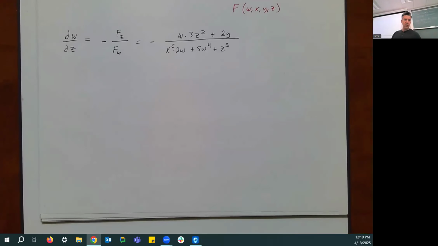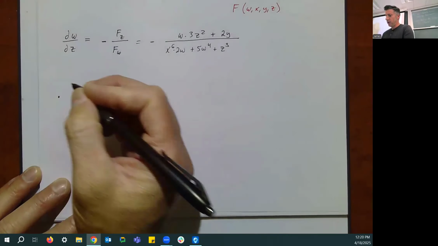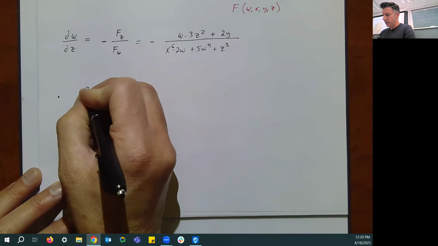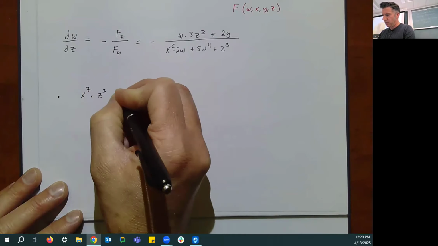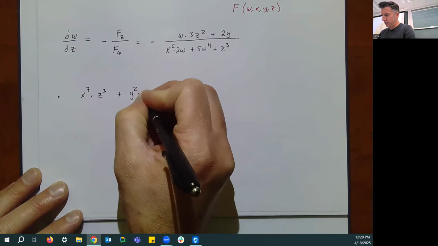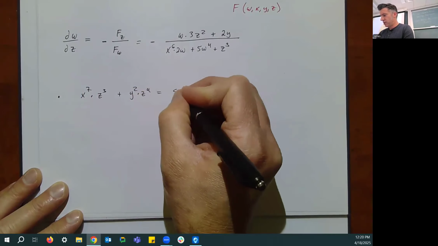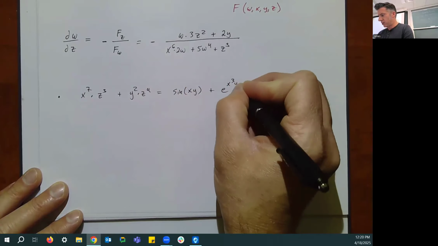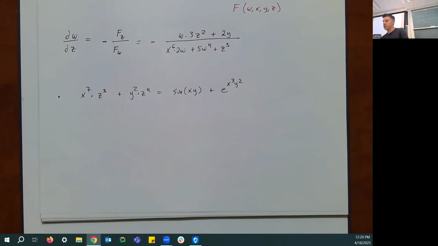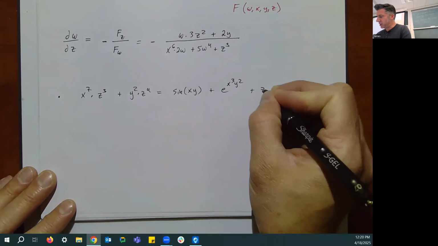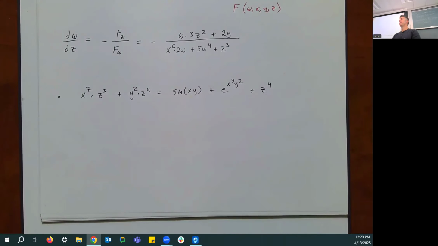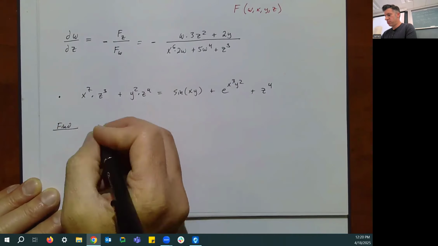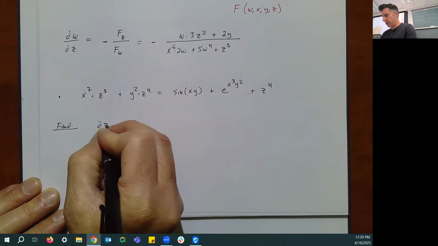Let's say, sure, I'll just make some stuff up. Let's say we have the following, sure, we can use powers. x to the 7th times z cubed plus y squared z to the 4th equal to sine of x times y plus e to the x cubed y squared. That seems sufficiently terrible. Not quite. Plus z to the fourth. Now it's sufficiently terrible. And we're going to find ∂z/∂x.